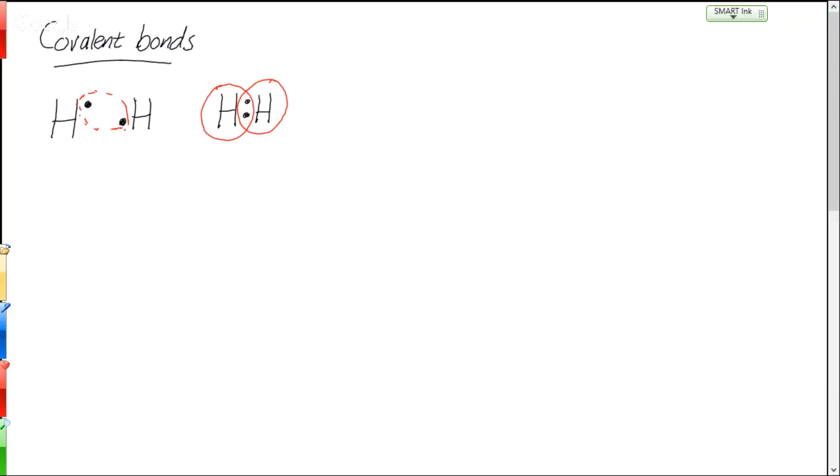So most of the time when we draw this, we use this line to represent that. But it's important to remember that that line means the exact same thing. So that line specifically means a covalent bond, which is two shared electrons. So we only use lines in that context.